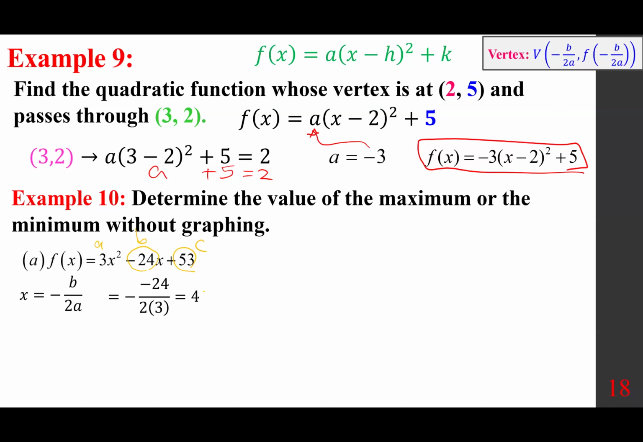We're going to plug in. We get 3 times 4 squared, 16, minus 96 plus 53, and we get 5.